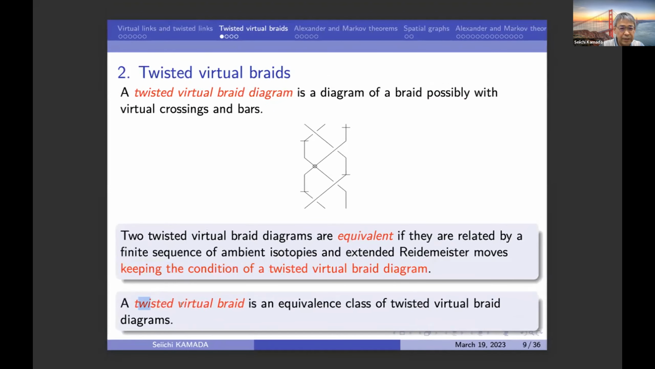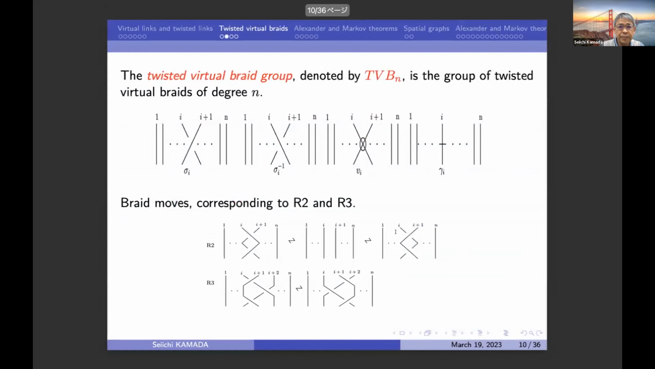A twisted virtual braid is an equivalence class of twisted virtual braid diagrams. The set of twisted virtual braids of degree n forms a group, like the braid group. That is called the twisted virtual braid group. And in this talk, it is denoted by TVB_n, the twisted virtual braid group of degree n. And sigma_i is a standard generator for classical braids, and v_i is a generator corresponding to a virtual crossing. And gamma_i is a generator which has one single bar on the i-th strand. These are the standard generators for the twisted virtual braid group.